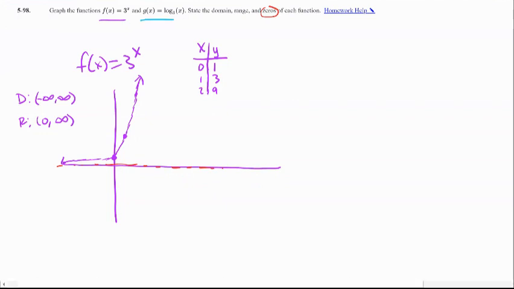Now, when I'm talking about my log function, I should use g of x here. My log function is very similar in some of the points that I might use. So if I use an x and y table here, I want to plug in 1 first, because log base anything of 1 is 0. Then I'm going to plug in 3, because I want to do log base 3 of 3, which I know is equal to 1. And what we should see here is that these two functions are inverses. So if I had plugged in 9, I would end up getting 2.